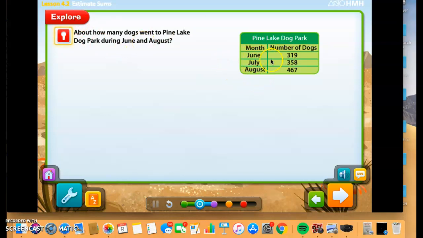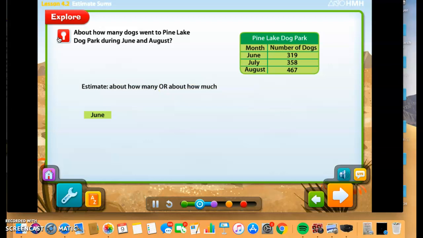So are we worried about July? No, that's extra information. When a question uses the words about how many, you can use estimates to find the answer. An estimate is a number close to an exact amount. An estimate tells you about how many or about how much.